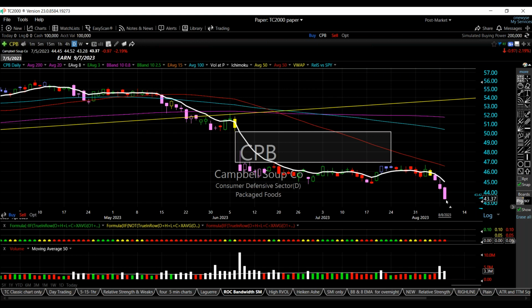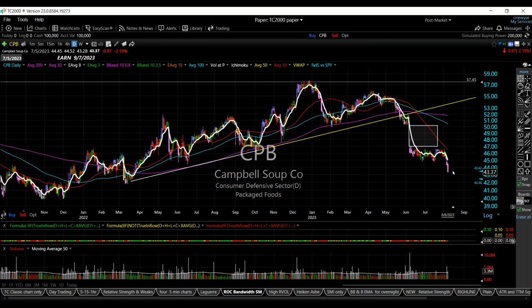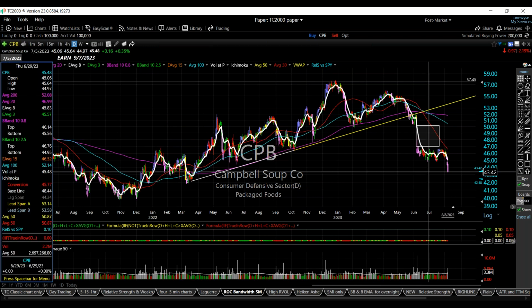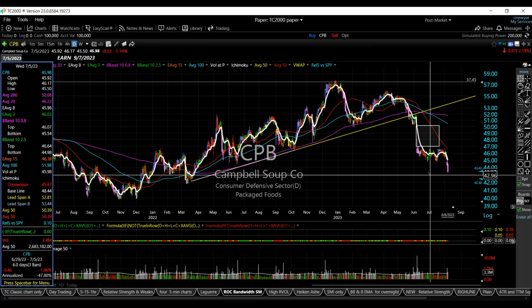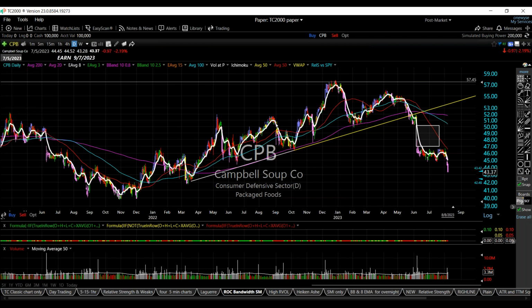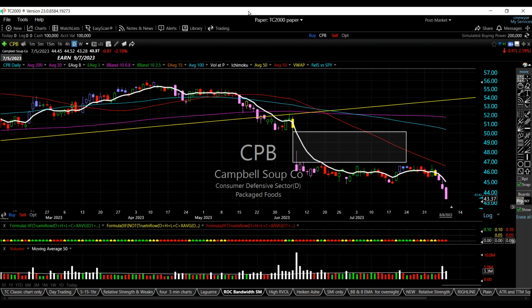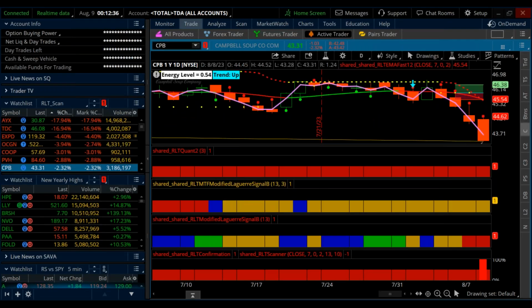Notice it closed at the low of the day. That's definitely one that I would be very interested in tomorrow morning on CPB. And I don't really have any support levels that I need to worry about here down that far. If I look over here, I don't really have any horizontal support till down around 41.90. So that's a lot for Campbell Soup. All right, so let me move that out of the way. Let's look at a different one.